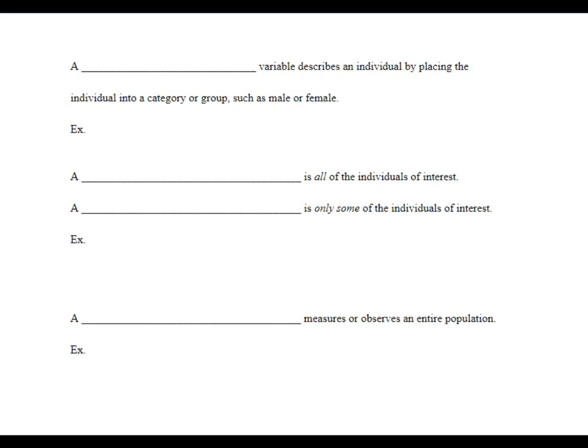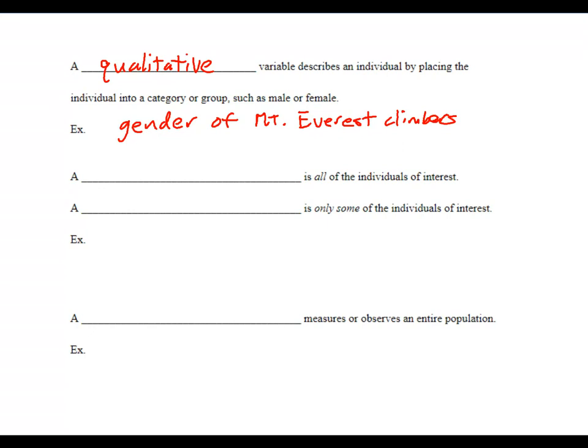Still on page 2, a qualitative variable describes an individual by placing the individual into a category or group such as male or female. So for example, why don't we just use that for our example, the gender of Mount Everest climbers would be a qualitative variable because it's describing those people as either male or female.